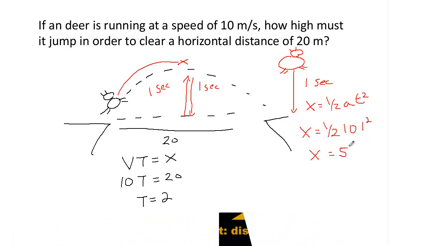And that's it. If this deer jumps 5 meters in the air, that will take 1 second up, 1 second down, and that will give the deer the 2 seconds of flight needed to cross this 20-meter ravine.